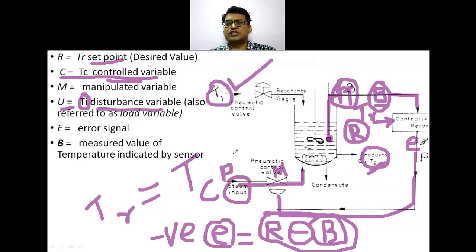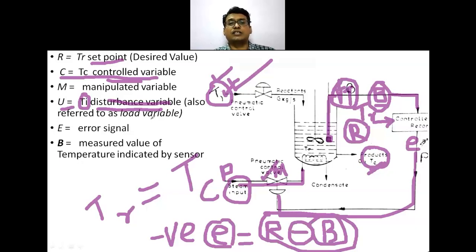Some disturbances, instead of superheated steam, it comes as saturated steam, depending on all the factors that can be there. But generally, this steam pressure remains constant, and this process variable may change, and this is considered to be the load variable or the disturbance variable. It is also referred to as the load variable. So these 6 terminologies are very important.